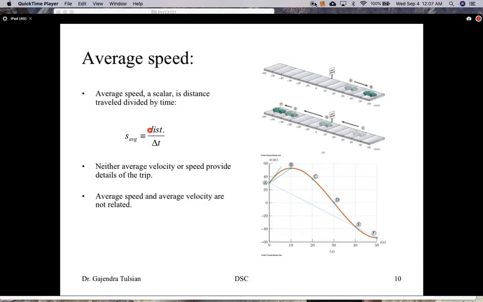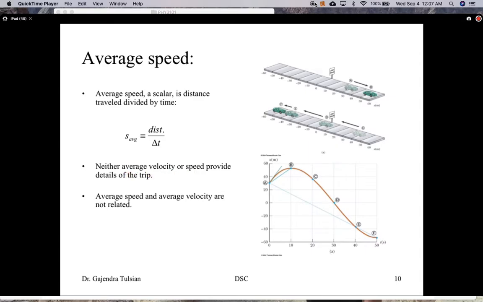Average speed is the distance traveled divided by time. In this graph, let's say the car starts here, goes there, and then goes back there from A to F. The total distance traveled would be 30 to 50, 20 meters, and then 50 to minus 50, that's 100 meters. That would be 120 meters, so that's what would go in there. Total distance traveled divided by time.